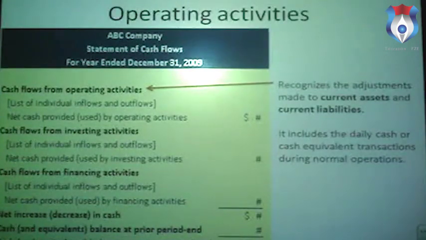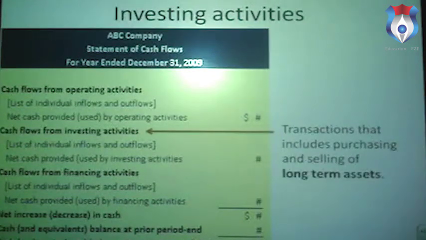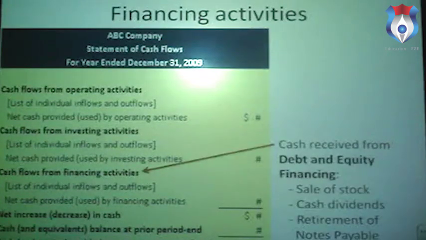First, the operating activities recognize the adjustments made to current assets and current liabilities. It includes the daily cash or cash equivalent transactions during normal operations. Investing activities are transactions that include purchasing and selling of long-term assets. Financing activities are cash received from debt and equity financing. Some examples are sale of stock, cash dividends, and retirement of notes payable.